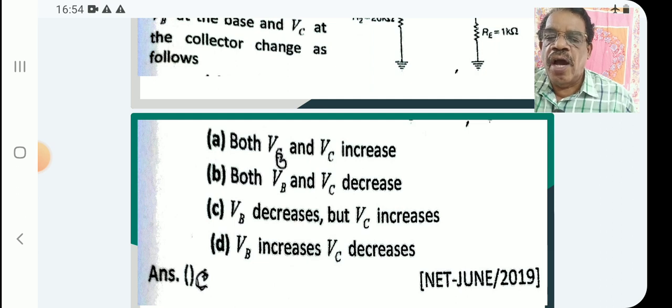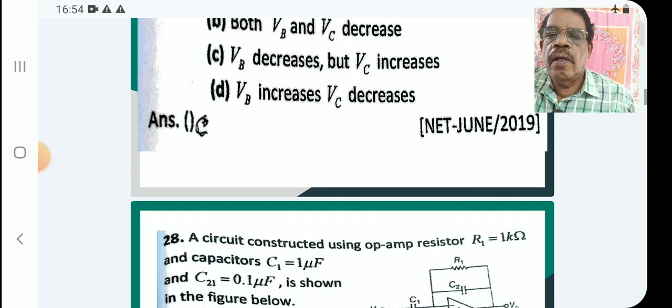That is, when R2 is removed, VB decreases and VC increases. There is a phase reversal between input and output. Therefore, when VB decreases, VC increases. Answer is C.